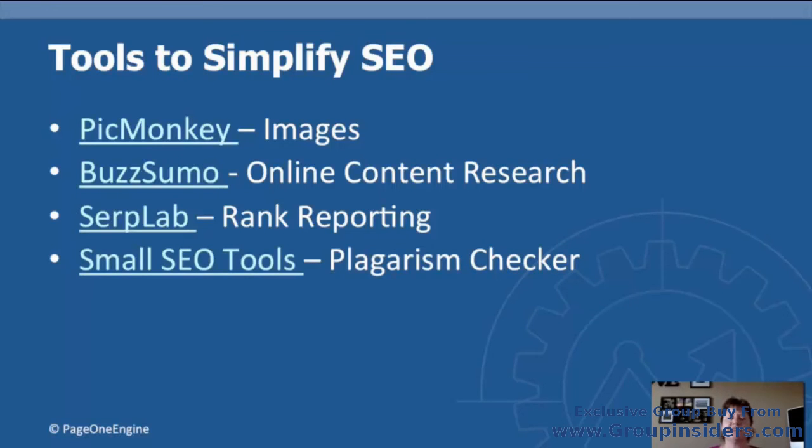Small SEO Tools has a plagiarism checker. That is what I use to make sure that my content is 100% unique. Mind you, it's not Copyscape, but I don't like to pay for Copyscape, so I use that tool. It's very easy, it's been very good, and it has allowed me to come up with some really great content that's unique.